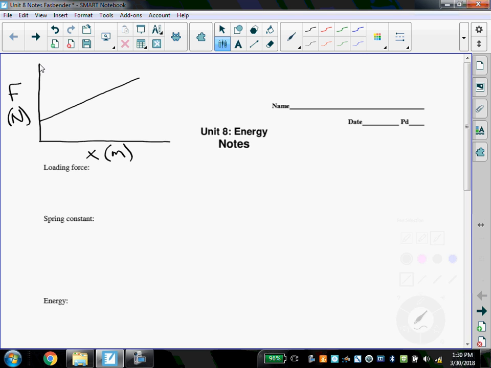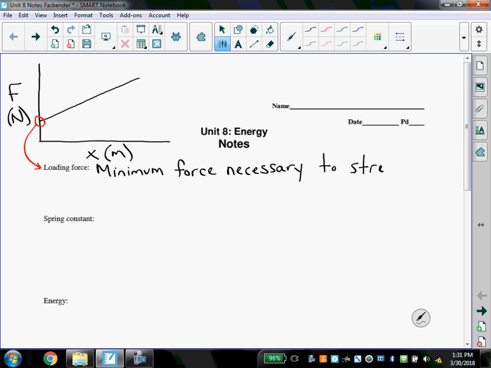The first thing we want to talk about is the meaning of that y-intercept. Well, the y-intercept corresponds to the loading force of the spring. The loading force is the minimum force necessary to stretch a spring.